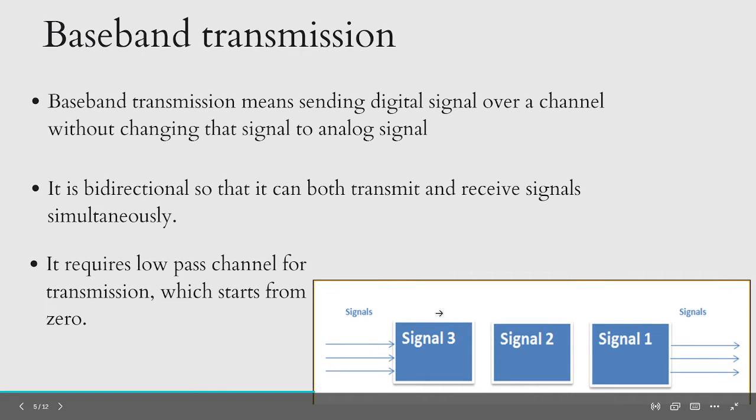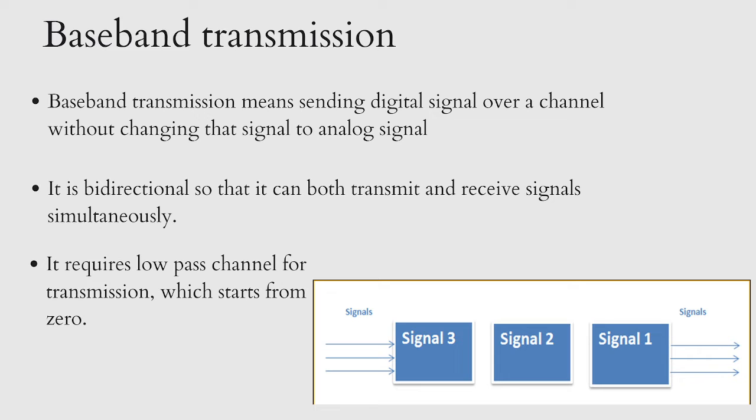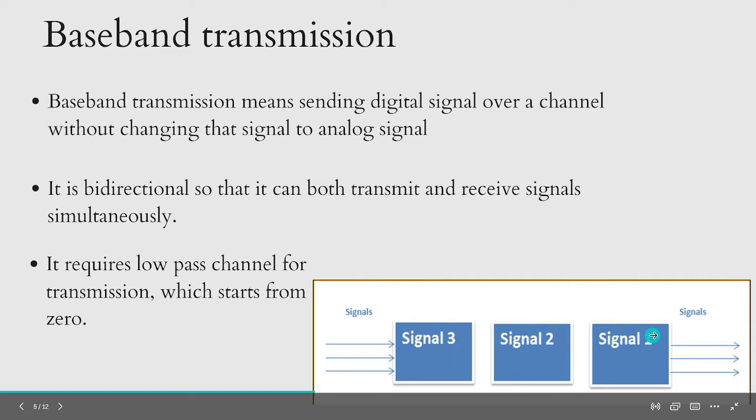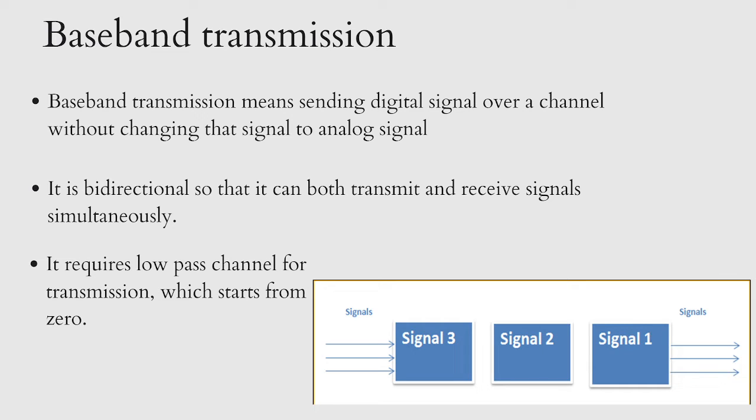Baseband transmission uses time domain multiplexing. Like you can see here, only one signal is transmitted over different times from the transmitter to the receiver.